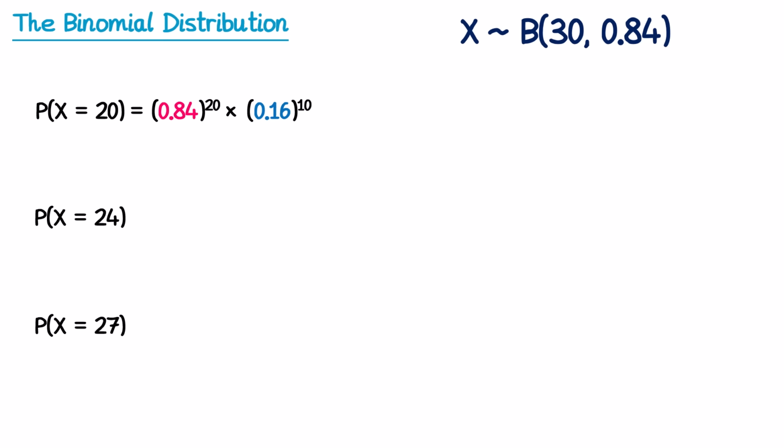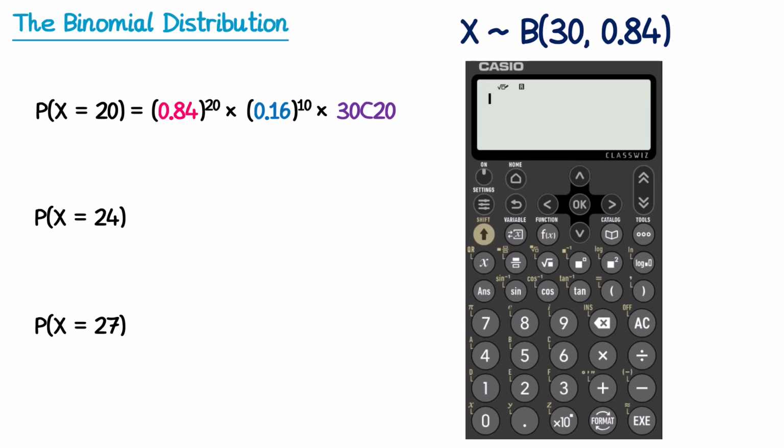Then we want to multiply this by the number of ways of selecting 20 items from a set of 30, which would be 30 choose 20. So now we take our calculator and type this in. We have 0.84 to the power 20, and then we will multiply this by 0.16 to the power 10, and then we'll multiply this by 30, and then we need to find the choose function in Catalog, and then 20. And then we'll find that this is equal to this number here.